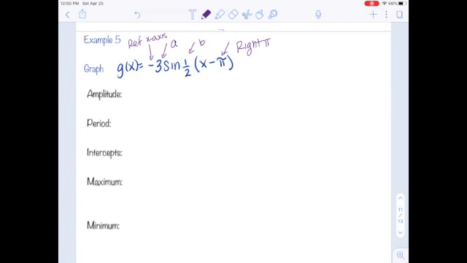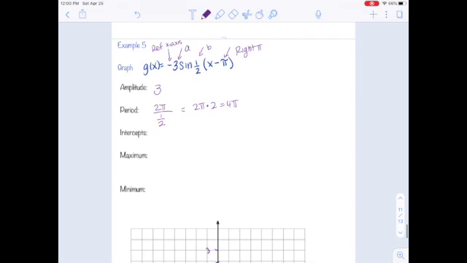Okay, let's take one thing at a time. So we know our amplitude is our a value. So absolute value of the a value, which is 3. Our period goes from 2 pi and gets divided by your b value of 1/2. So really that's technically 2 pi times 2, which is 4 pi. And we'll deal with our x-intercepts later.